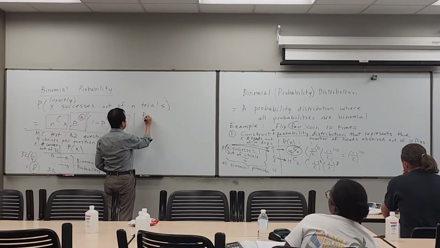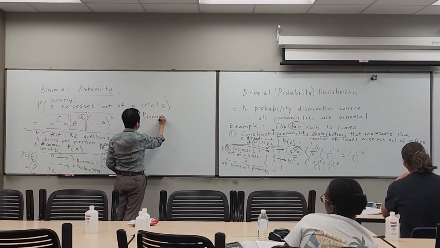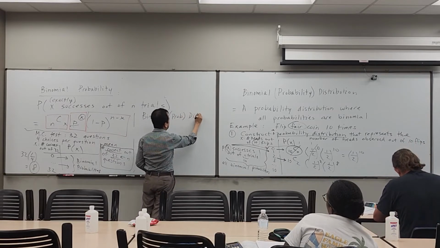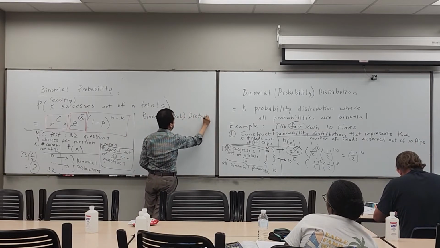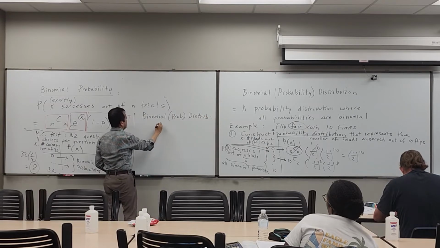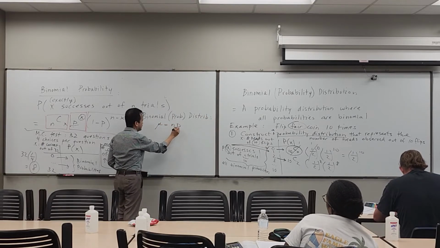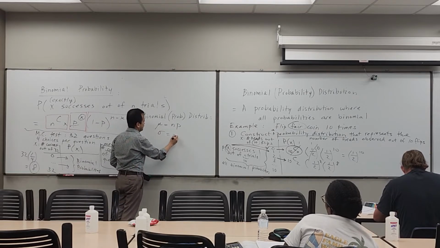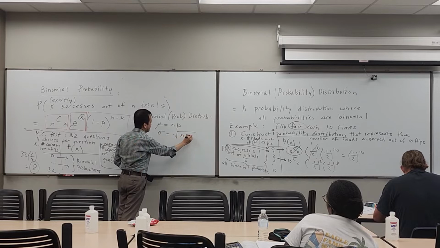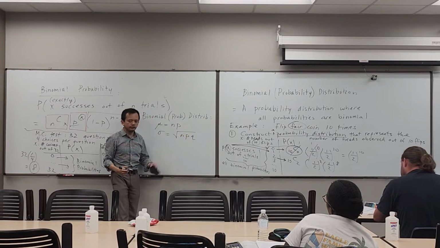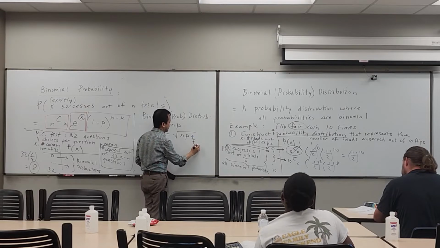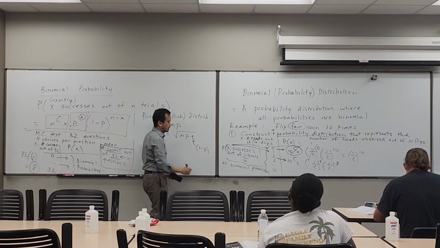So if you have a binomial probability distribution, then the mean is n times p, and the standard deviation is simply the square root of n times p times q, where q is defined as 1 minus p. So q is just a complement.